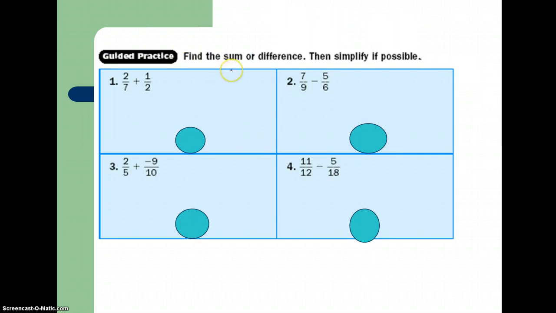For numbers 1 through 4, find the sum or difference. 2 sevenths plus 1 half. Let's find the LCD of 2 and 7. Well, nothing divides by both of them, so just multiply them together. You have 14. 7 times 2 is 14, so 2 times 2 is 4. 2 times 7 is 14, so 1 times 7 is 7. Now we can just add the tops and keep the same denominator. 11/14 is your answer. Please make sure you're pausing the video and trying this yourself before you check the answer.